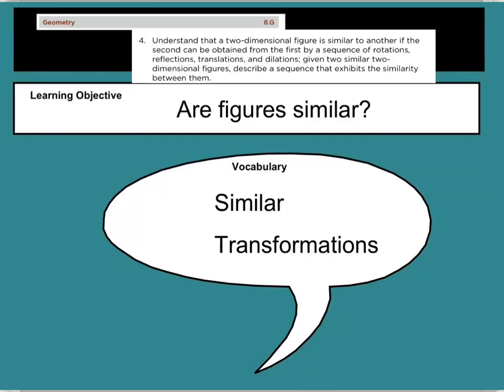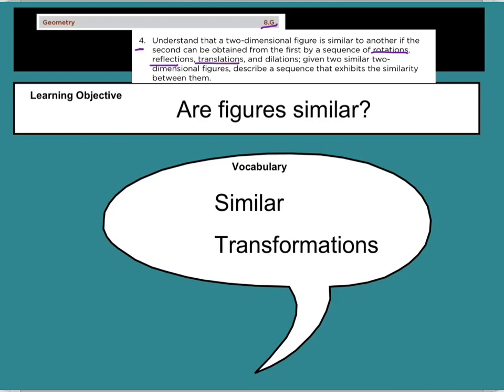Okay, today's lesson is on similarity, and we're going to ask ourselves, are figures similar? This covers the Common Core State Standard 8.G.4. Understand that a two-dimensional figure is similar to another if the second can be obtained from the first by a sequence of rotations, reflections, translations.